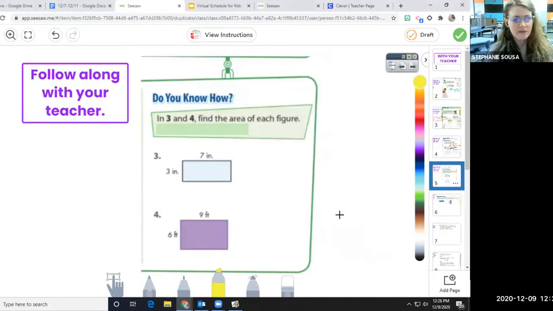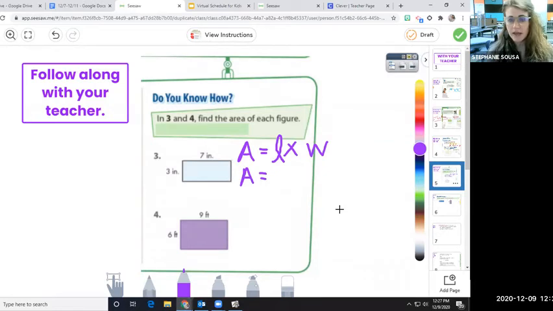All righty, slide 5. Follow along with your teacher. That's me. I'm your teacher. All right. In 3 and 4, find the area of each figure. I want to get this equation memorized in your heads. So let's write it. Area is equal to length times width. Area is equal to length times width. So if we have been asked to find the area, we are going to multiply our length times our width, okay? Our length is going to be our longest side, that is 7 inches.